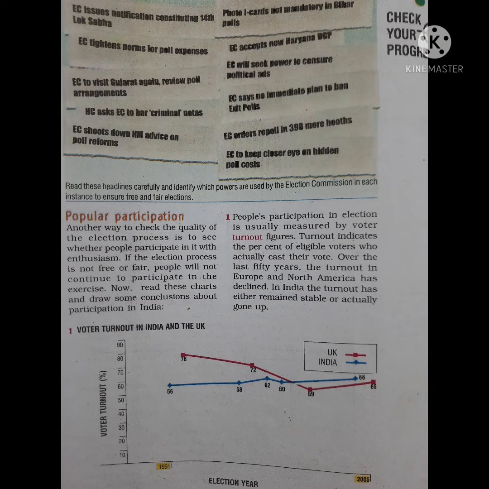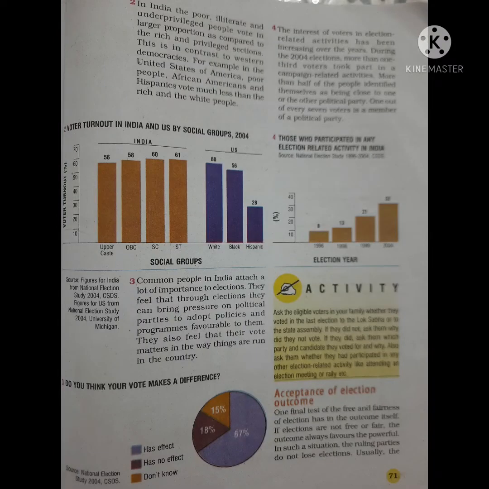The participation and enthusiasm of people in elections is another criterion to check the quality of elections. Now, if the election process is not free or fair, people will not continue to participate in the exercise. People's participation in elections is usually measured by what? It is measured by voter turnout figures. And turnout indicates what? The percentage of eligible voters who actually cast their vote. In India, there is a greater voting tendency among the poor and illiterate people when we compare them with Western democracies.